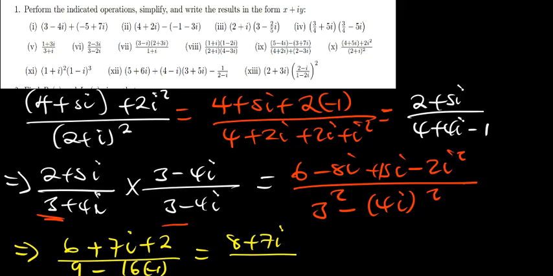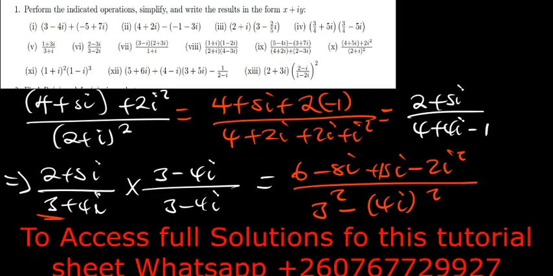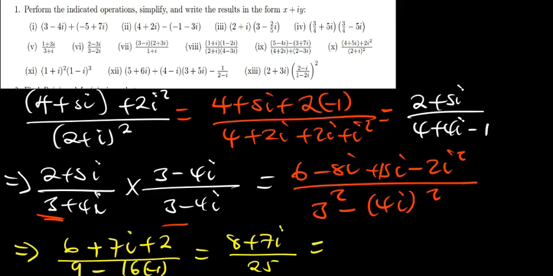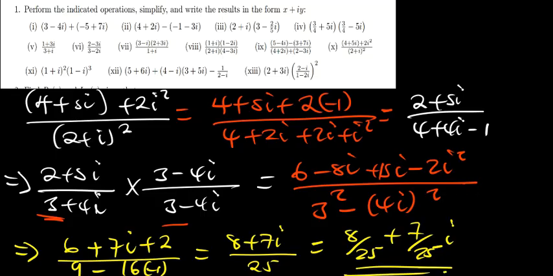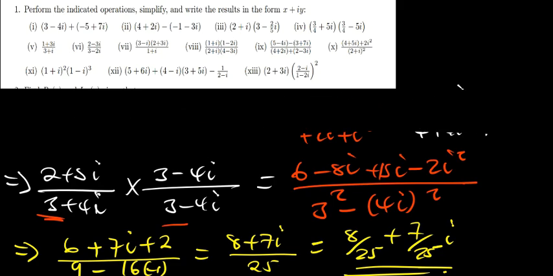We divide this by 9 plus 16. What is 9 plus 16? This is 25. Okay, so my final answer will be 8 divided by 25 plus 7 over 25i. So this is my final answer for part 10. Let's jump to part 11.